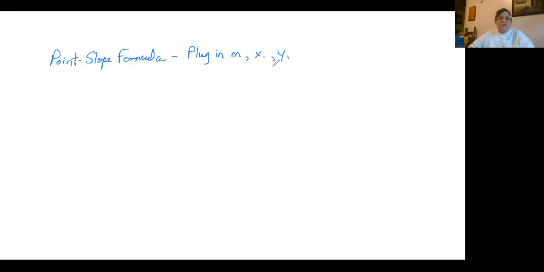Now, what if you didn't have the slope? What if it said, write the equation of the line through the points, I don't know, 2, -7 and 6, 8. Okay, we've got to plug in m. Well, first we find m. We've got 2 points, find the slope.